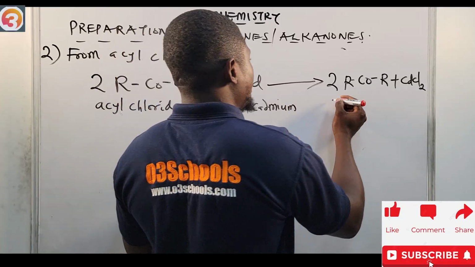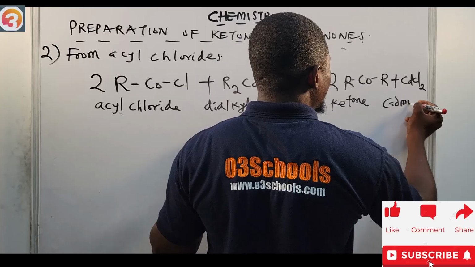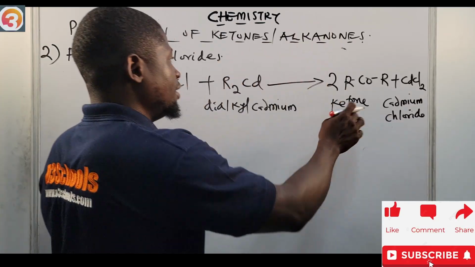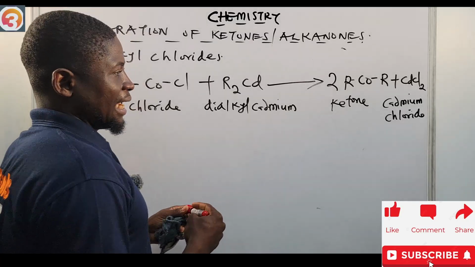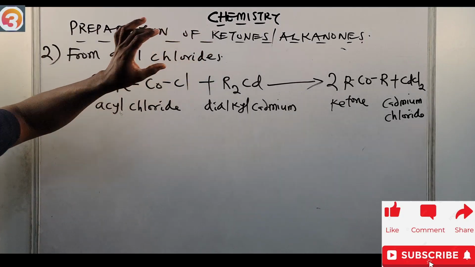Okay, this one is our ketone that is formed, while this one is our cadmium chloride. So please, these are the products of what reaction? I have a ketone and cadmium chloride. When do I prepare ketones? From acyl chloride.